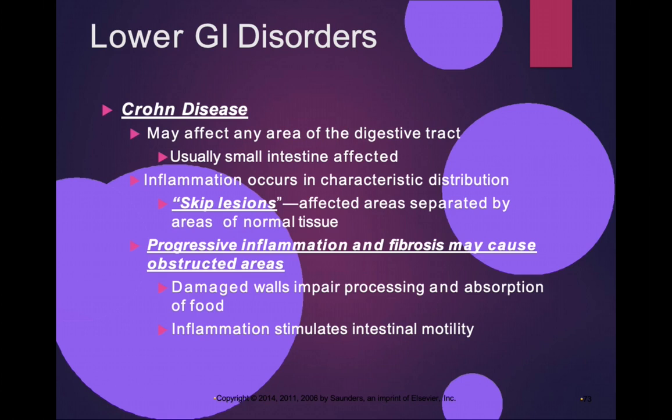It's progressive inflammation, and fibrosis can lead to adhesions. It can lead to obstructed areas. The damaged walls will impair the processing and absorption of food, and the inflammation stimulates intestinal motility.